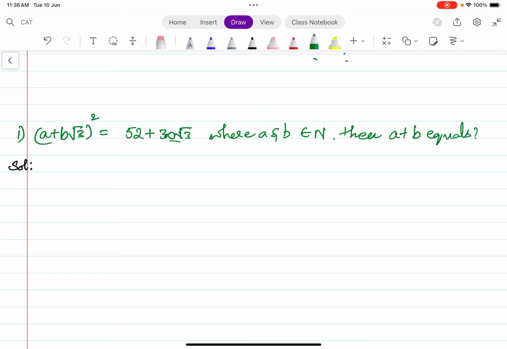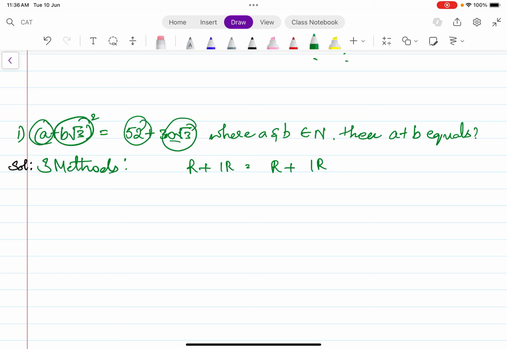Okay, now there are 3 methods to solve this problem. I'll take you through each one of them, and you can decide as to which one is the best one for you. So the first one is to directly take the square of this function and then expand it and then compare. So what we are doing here is there is a rational part plus an irrational part on both the sides, and there's another rational part and an irrational part. So irrational part is this one, and the rational part is this one. So you can compare directly with the rationals and the irrationals. So you can directly equate R1, R2, IR1, IR2: R1 equal to R2 and IR1 equal to IR2.